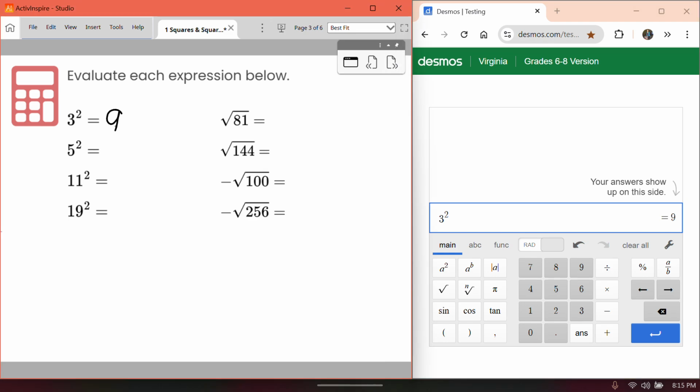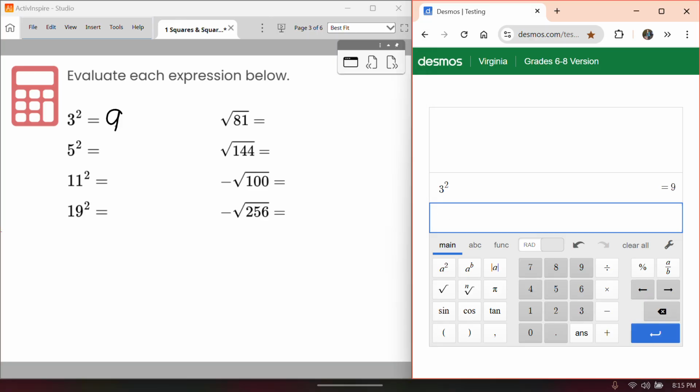Now, there are other ways that you can do this also. You can also use a keyboard shortcut, or you can use the button right next to the one that we used. So if I type 3 and then it's Shift and the number 6 on your keyboard, it will do the same thing as this a to the power of b button, and it will just make your cursor go up there ready to type an exponent. So now I can put the 2 and I get the same answer.